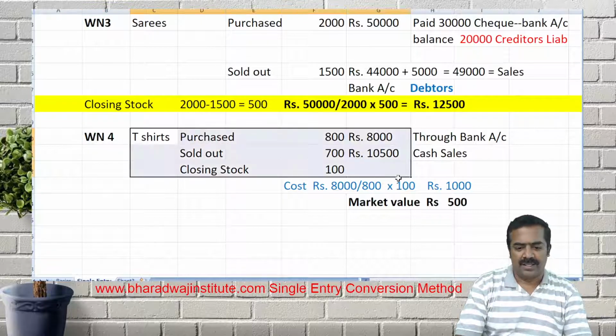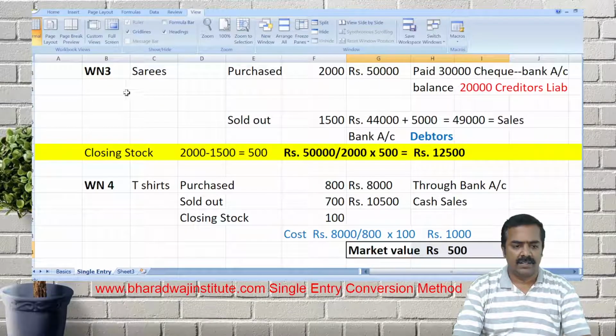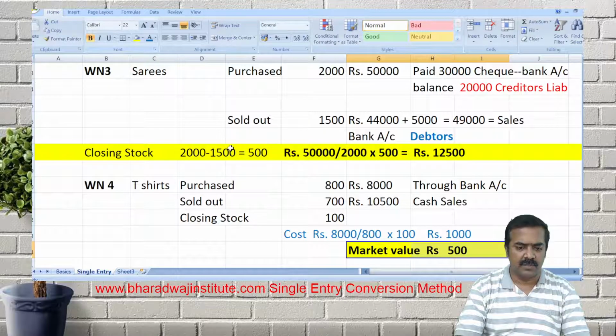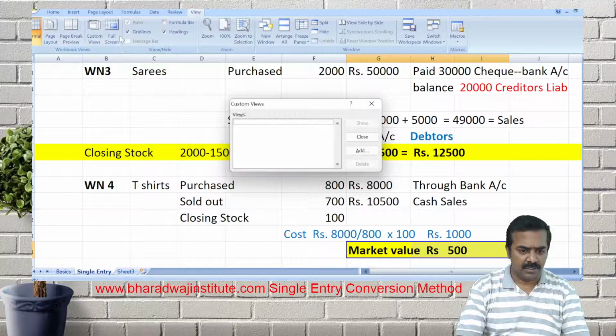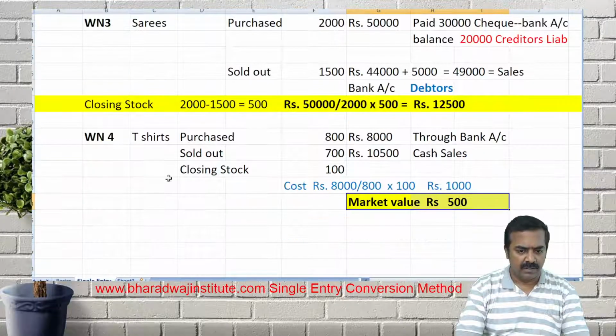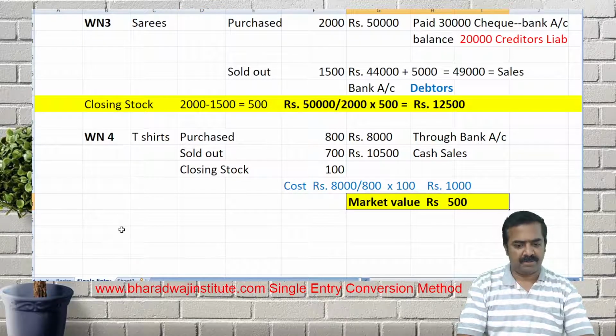So cost is 1,000, market value is 500. So the stock will be valued at what? Cost or market value, whichever is less. So this will be the closing stock value. This is the closing stock value for which one? T-shirts.